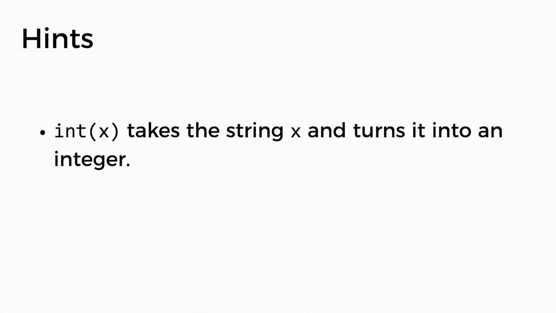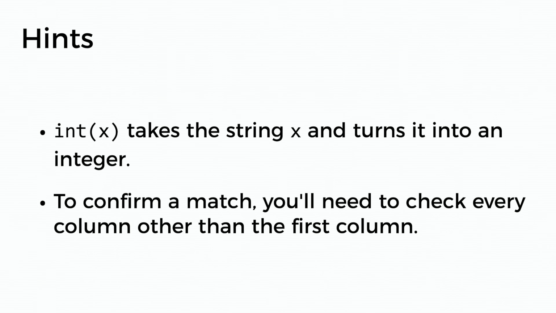In order to do this, you might want to remember that int is a function that you can actually call in Python that takes a string and turns it into the integer version of that string. So if you took the string 2, for example, in quotation marks, and passed it into the int function, what you'd get back is the integer 2. And remember that to confirm a match for a particular person, you'll need to check every column of the CSV file other than the first column, because the first column just stores the person's name.